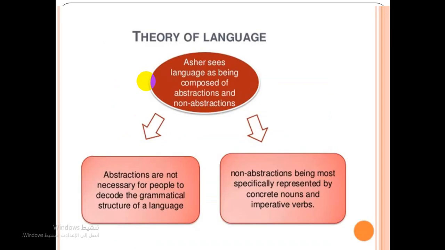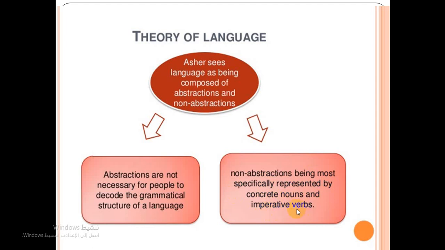What is the theory of language in this method? Asher sees language as being composed of abstractions and non-abstractions. Abstractions are not necessary for people to decode the grammatical rules of a language. Non-abstractions are most specifically represented by concrete nouns and imperative verbs.